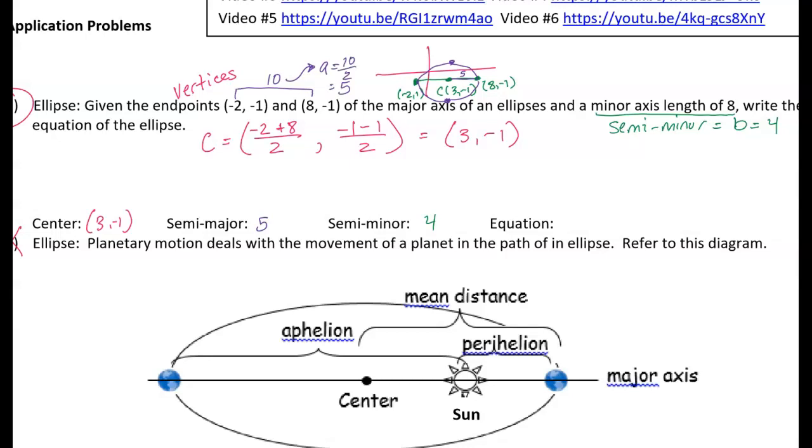So, someone want to give me the equation for this ellipse? Yes. X minus 3 squared over 25. The A is under the X, plus Y plus 1 squared over 16. And it's always equal to 1.